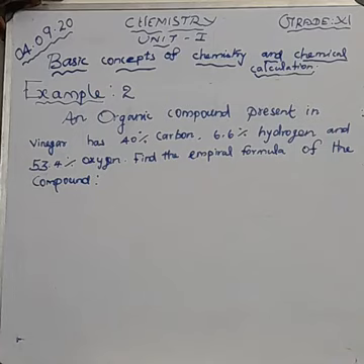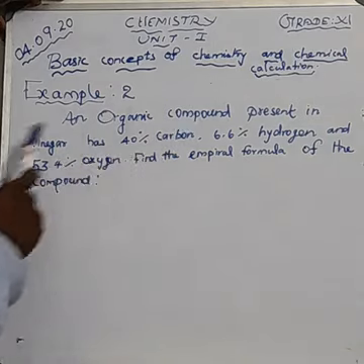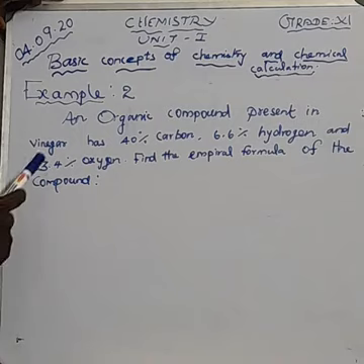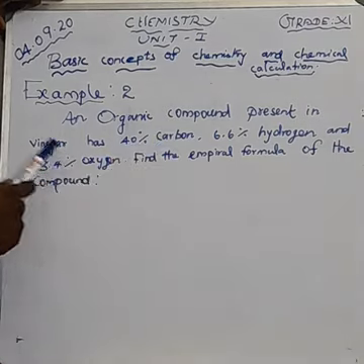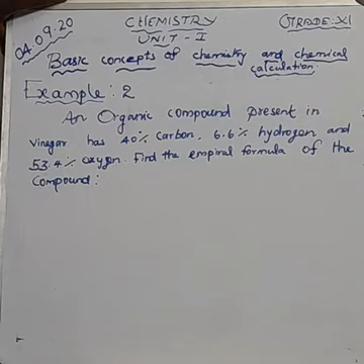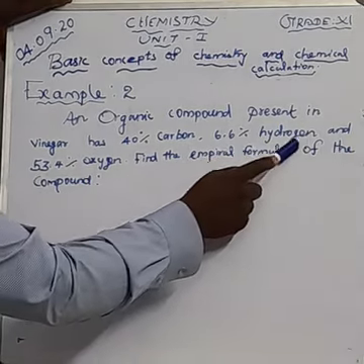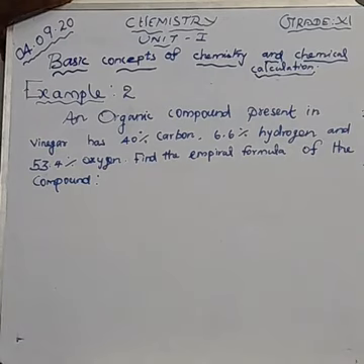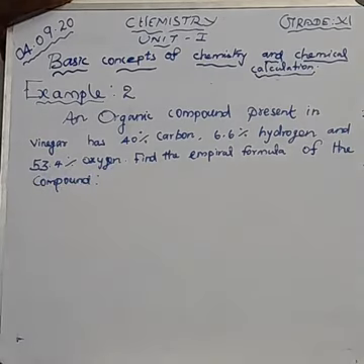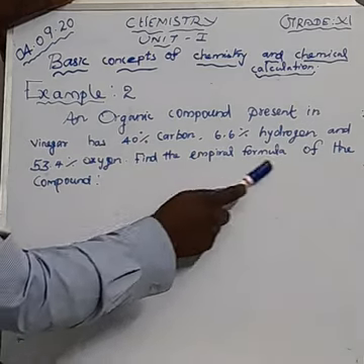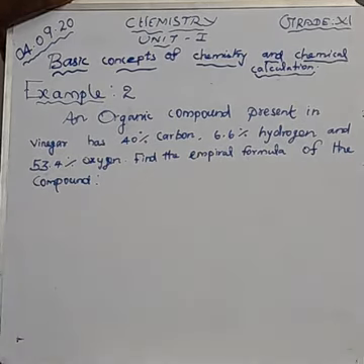What's the question? An organic compound present in vinegar has 40% carbon. How much percentage carbon? 40%. 6.6% hydrogen and 53.4% oxygen. Find the empirical formula of the compound. That's the question.